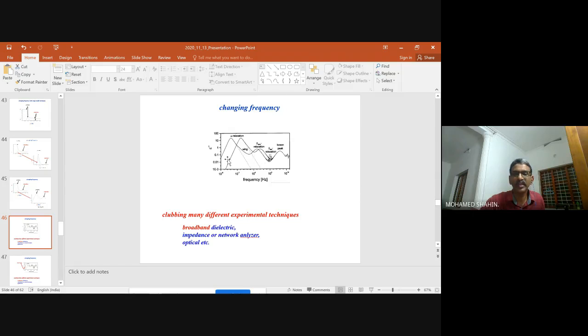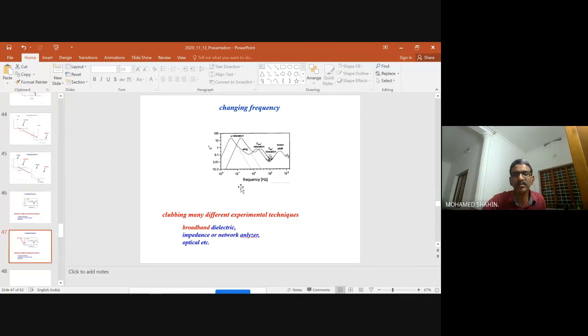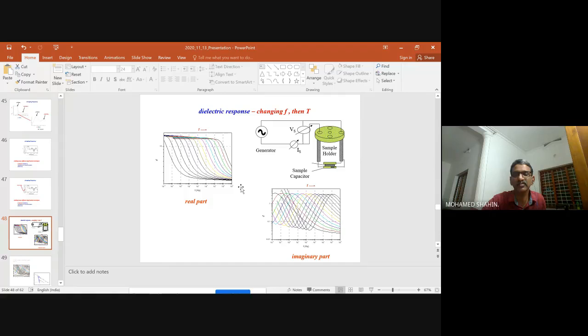Now you can see it is coming from 10 raised to minus 6 to 10 raised to 14, an extremely broad frequency range, and conductivity also. Now again, these are all the temperature dependence.